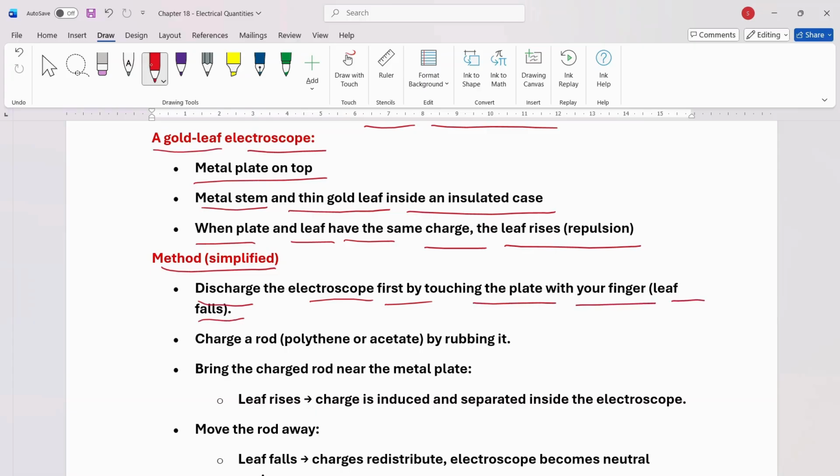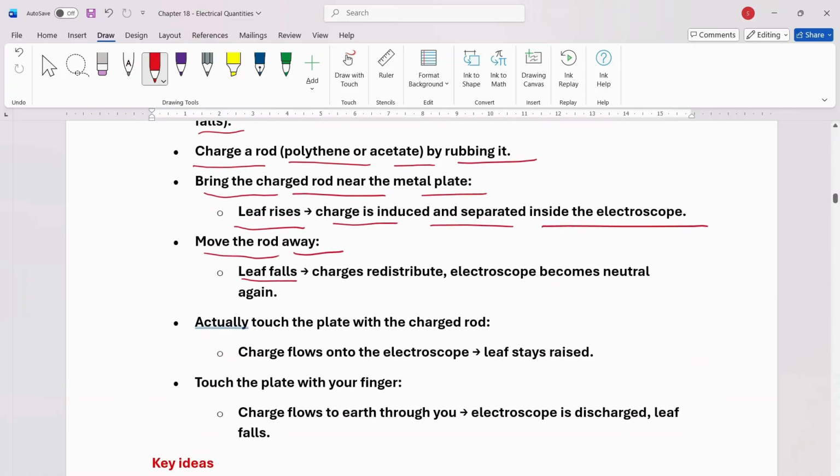The leaf falls. Charge a rod, polythene or acetate, by rubbing it. Bring the charged rod near the metal plate. The leaf rises, as charge is induced and separated inside the electroscope. Move the rod away. The leaf falls, as charge redistributes and the electroscope becomes neutral again.